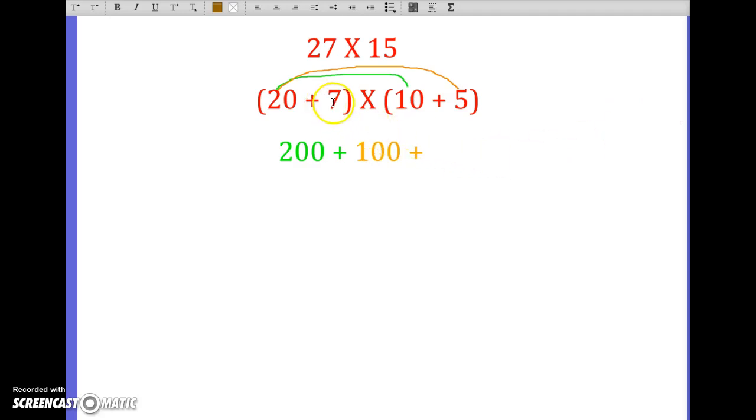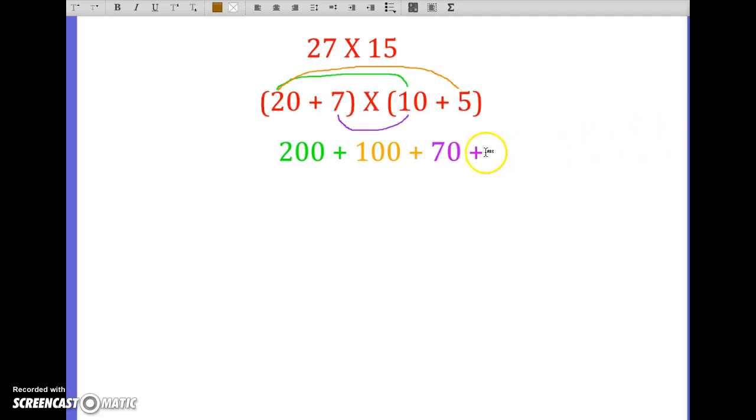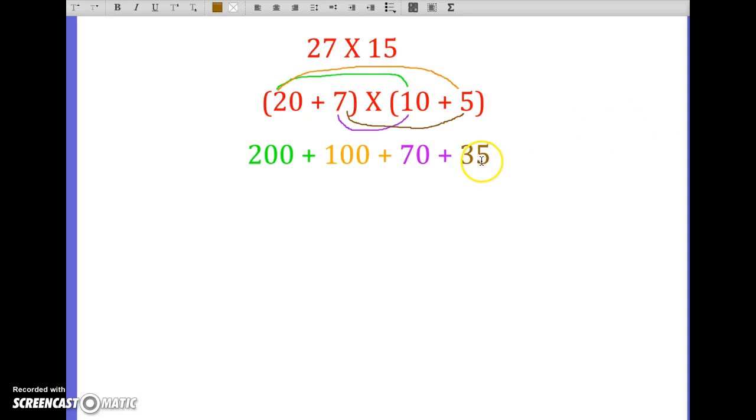Next, we're going to multiply our inside terms, 7 times 10, for a total of 70. And last, we're going to multiply 7 times 5 for a value of 35.